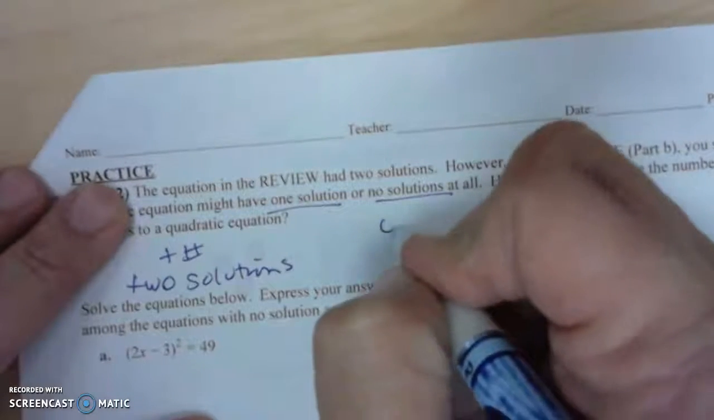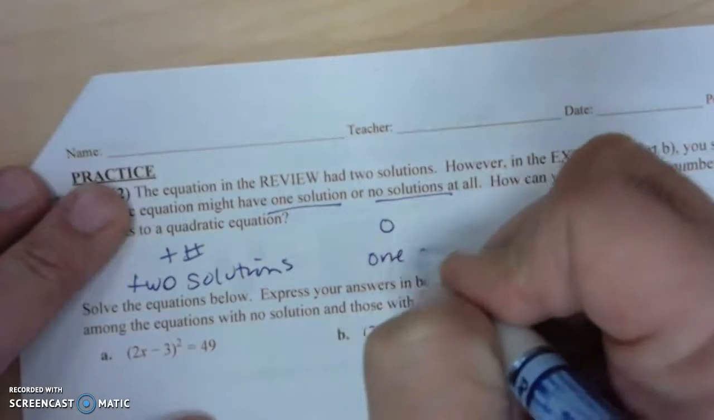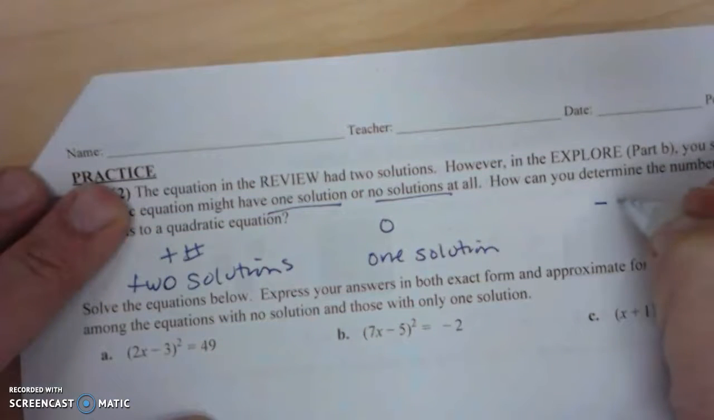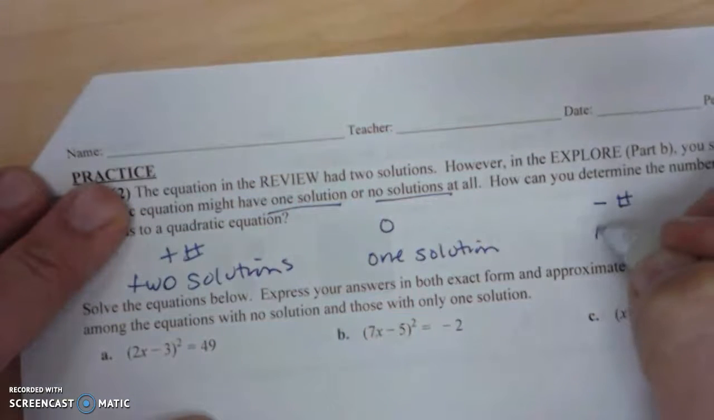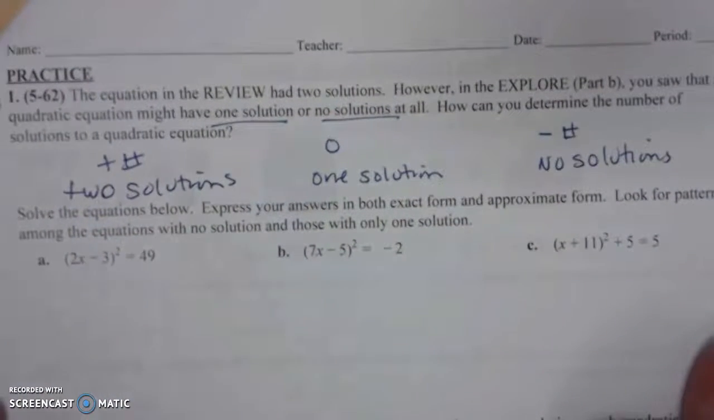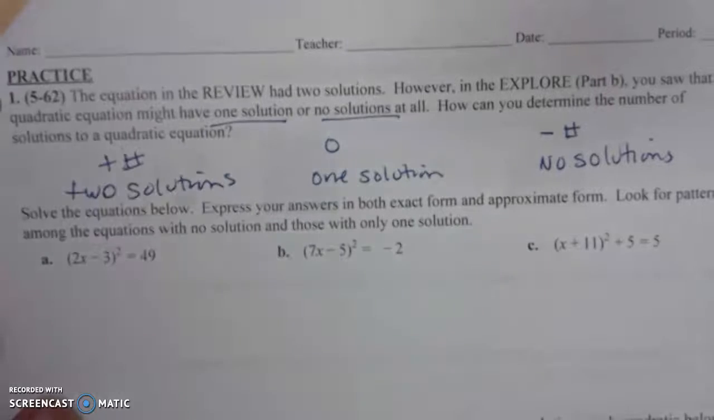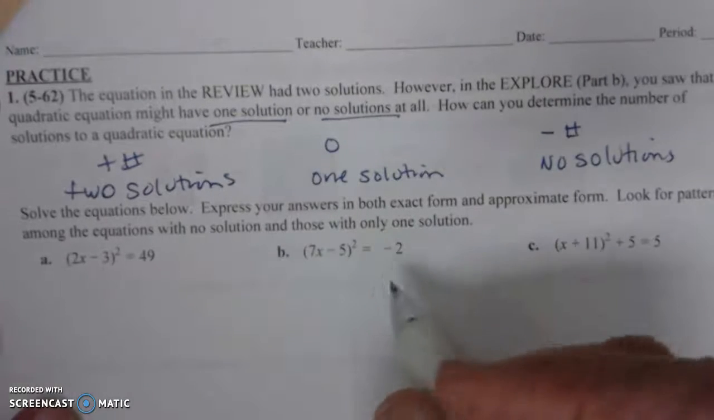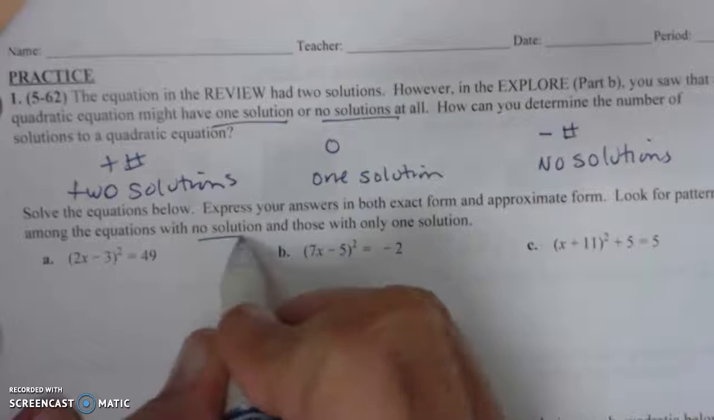If the number is 0, it's going to have 1 solution. And if it's a negative number, it's going to have no solutions. So let's use that idea. Now, without solving these equations below, we want to look for patterns that have no solution, 1 solution, or 2 solutions.